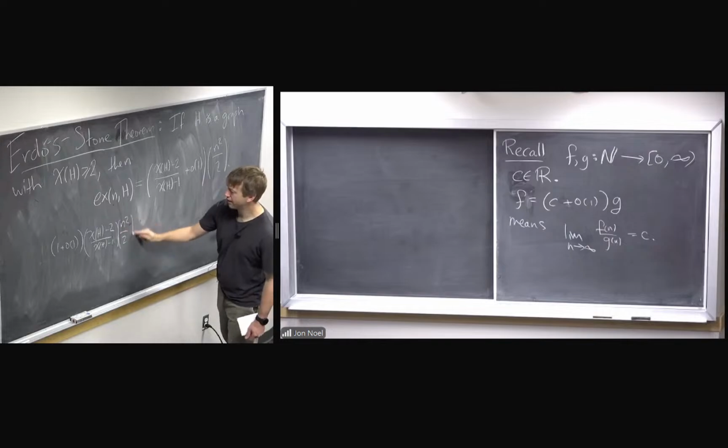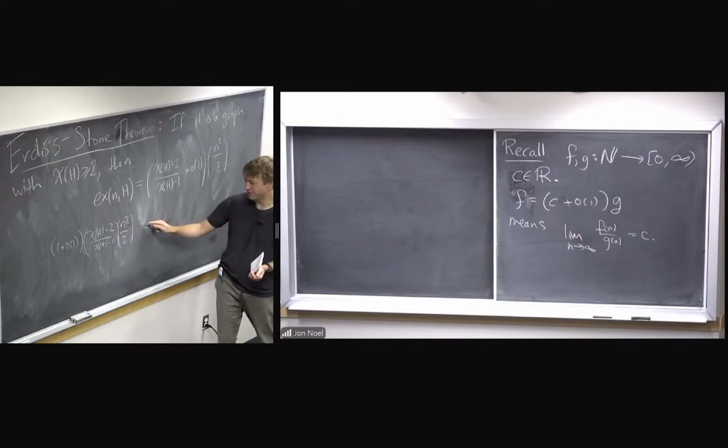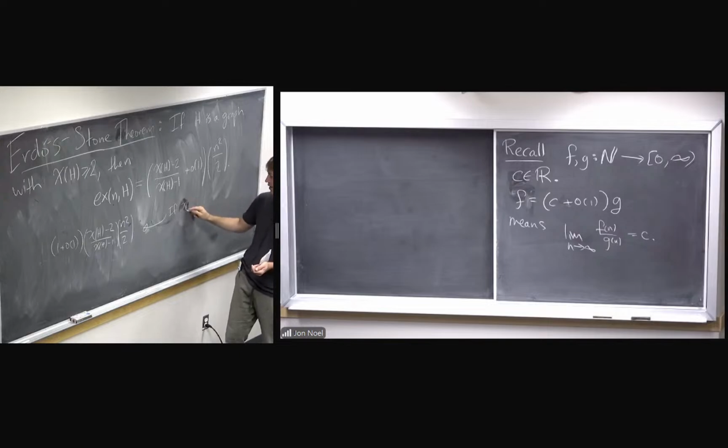But can anyone see any way in which these are not the same? To be honest, most of the time, for most graphs H, these are exactly the same, but occasionally it's not. See any issue here? It's super subtle, but if the chromatic number of H is 2, then these are not the same.